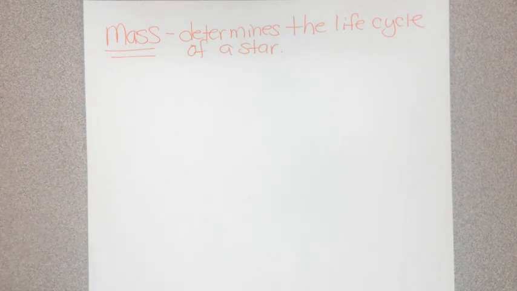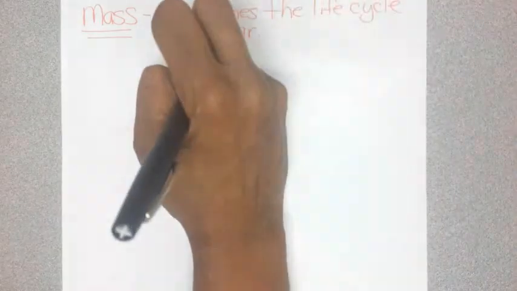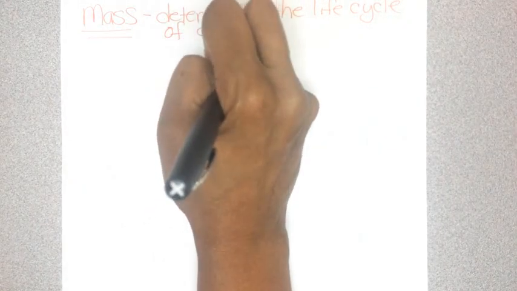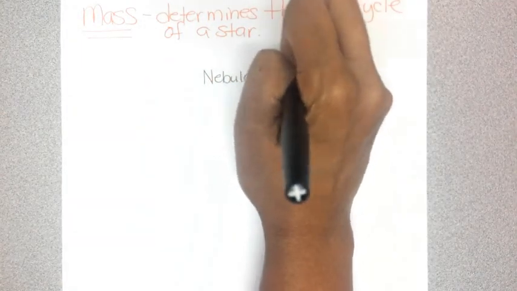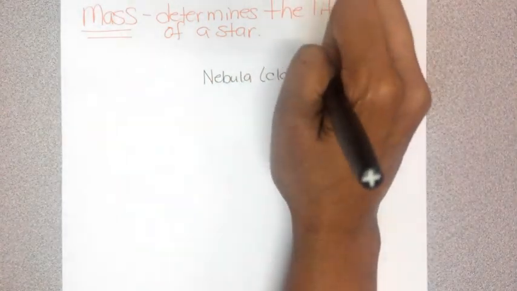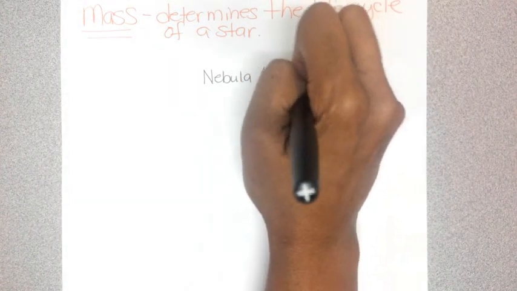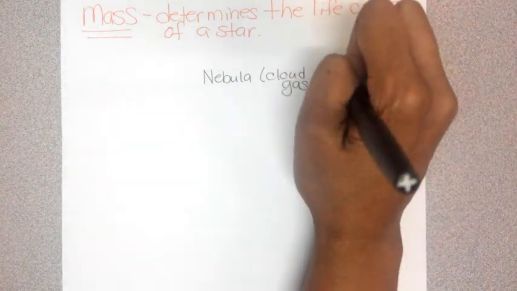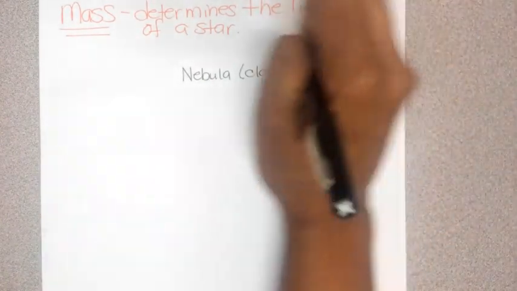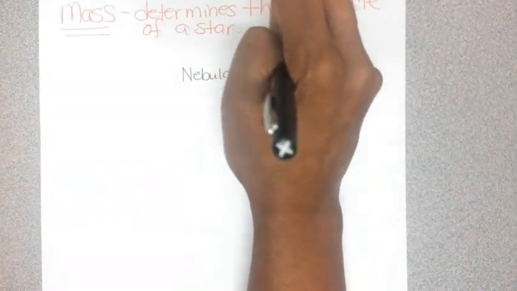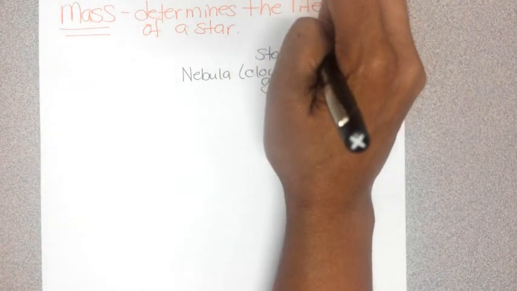So here we go. I'm going to go ahead and draw out the life cycle of a star. All stars begin as a nebula. A nebula is a cloud of gas and dust. This is also called a star nursery, because this is where stars are born.